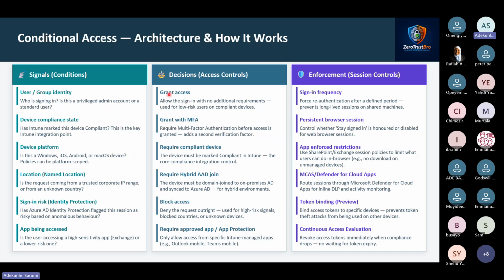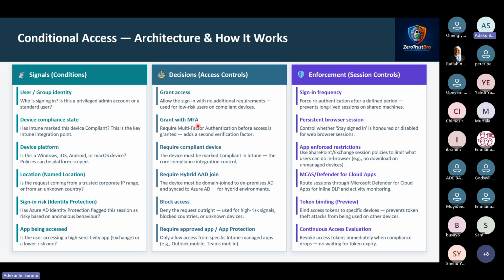So one, we can grant access. So we allow the sign-in with no additional requirements, used for low-risk users and compliant devices and all. So if you pass it, say, okay, it's confirmed that you're actually a privileged account that's supposed to access the admin center, it allows you, or it confirms that, okay, this person's device is marked compliant and all, it just grants you access.